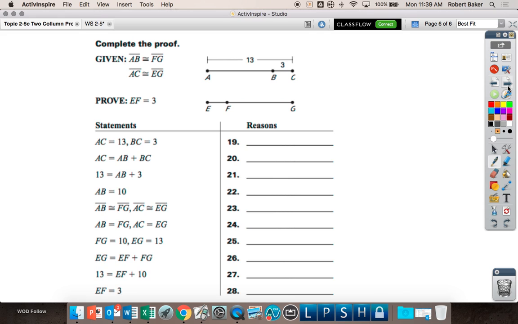It should be in your notes, right? Yeah. So we're just going to fill in the blank. Why is AC equal to 13 and BC equal to 3? Given. Now, it's not written here, but it is provided here, so that is a given statement.